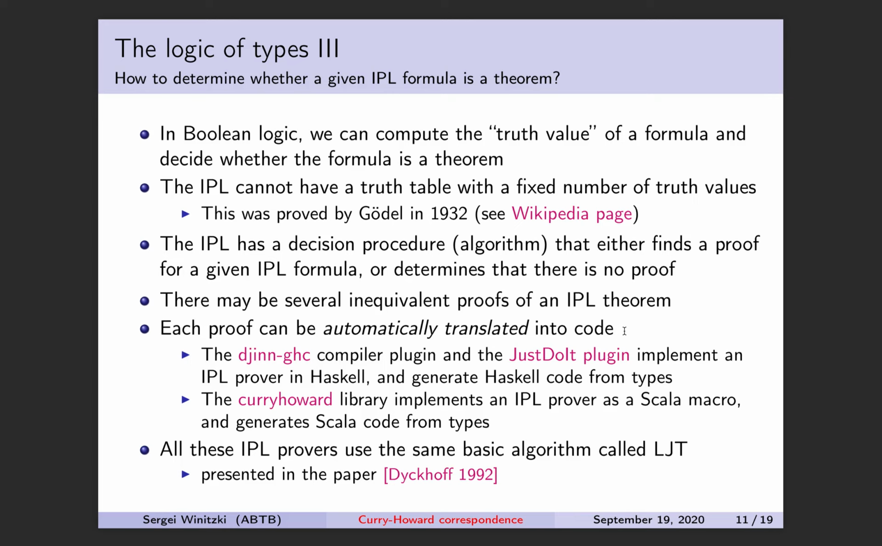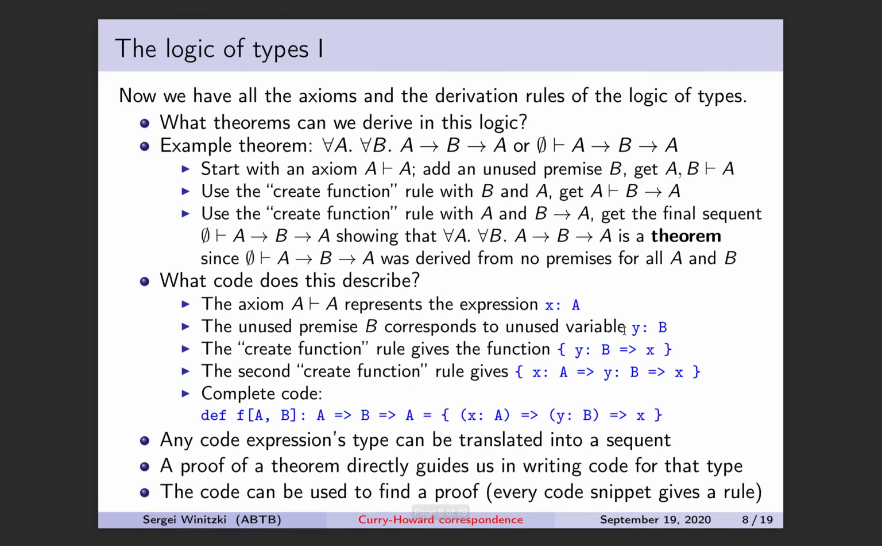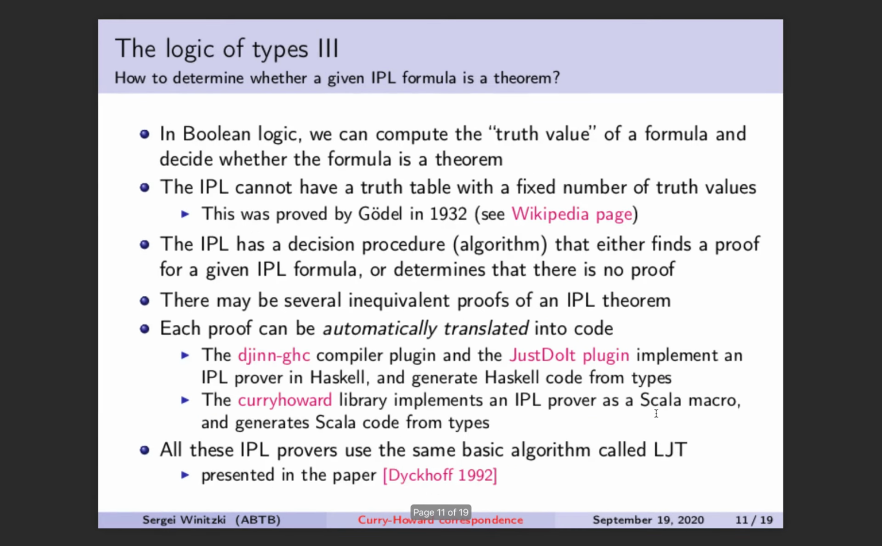And as we have seen, each proof can be automatically translated into code. This is so because every step of the proof corresponds to a specific code snippet from which we derived that step, which is a derivation rule of a logic. So we can just combine these code snippets in the way that I indicated in that example. And tracing each step of the proof, finally we get the code. So in Haskell and in Scala now there are tools that follow this algorithm and generate code from type.